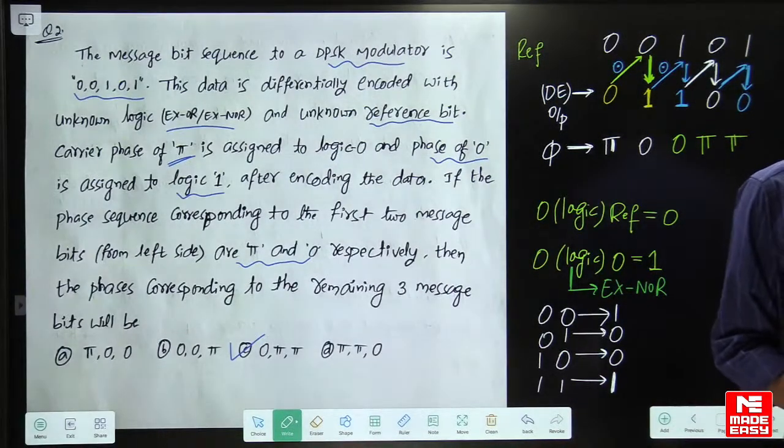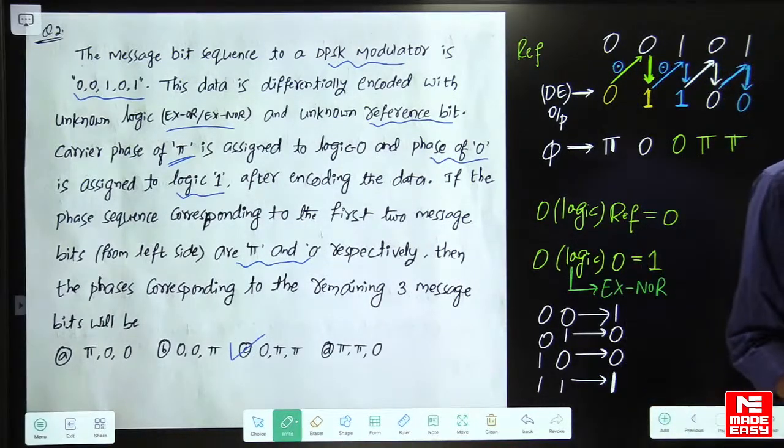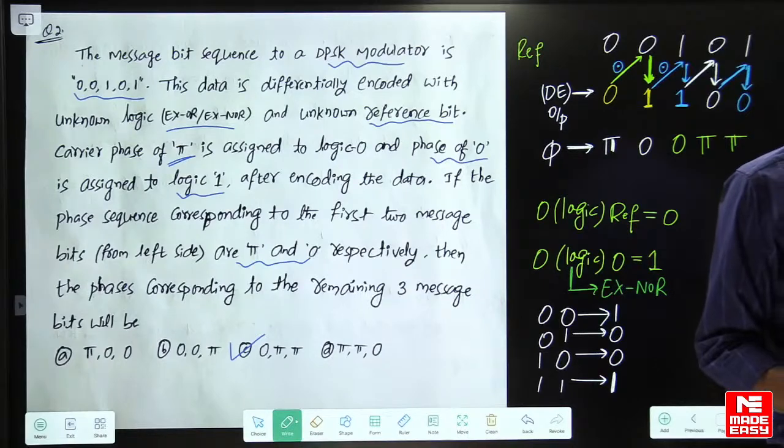Damodar and Manish, the logic used is external. That's true. Most of you gave correct answers. The option C is correct. Yes, Samskruti.